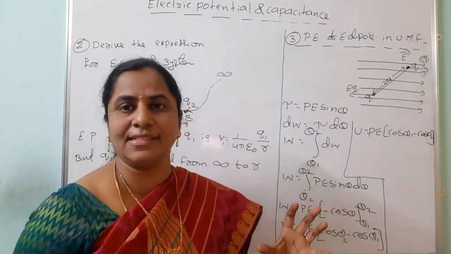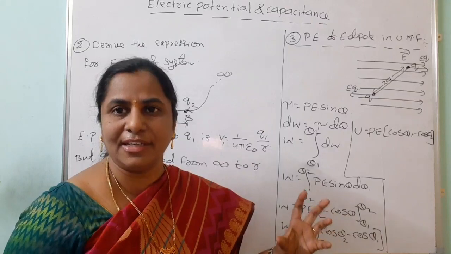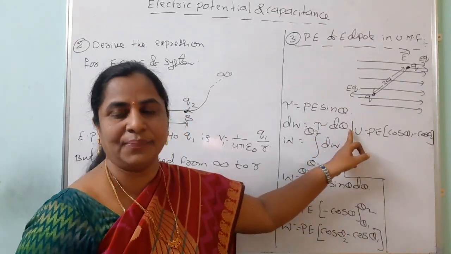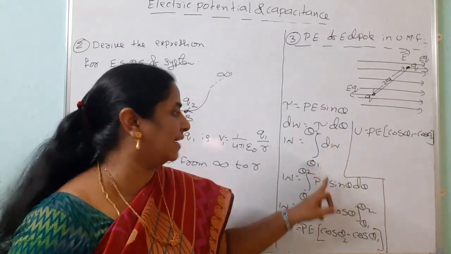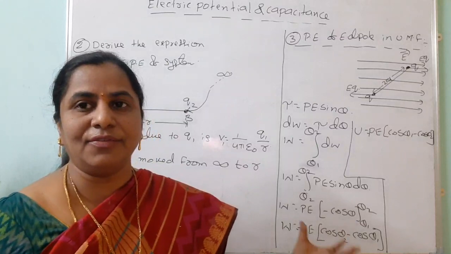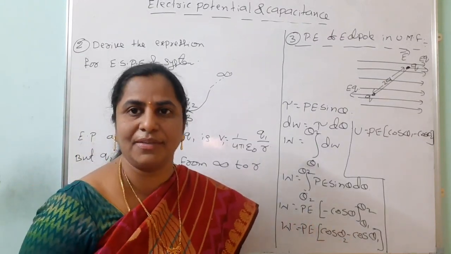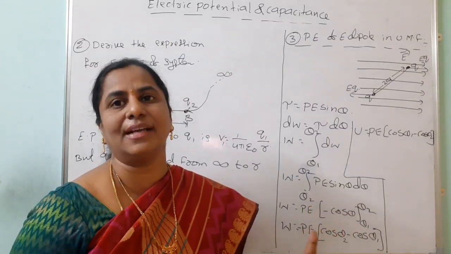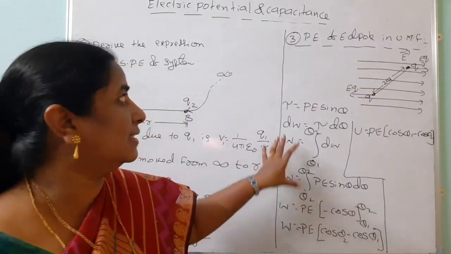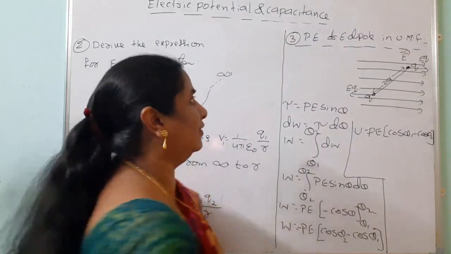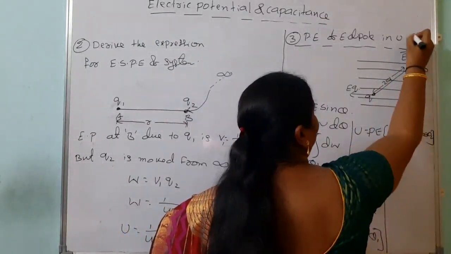The only thing is, what is the work done formula in rotatory motion? dW equals tau into d theta. Instead of tau, PE sin theta. Integration of sin theta is minus cos theta. If you are not taking limits, simply the electrostatic potential energy is minus PE cos theta. So this is the potential energy of an electric dipole in a uniform electric field. This is the uniform electric field.